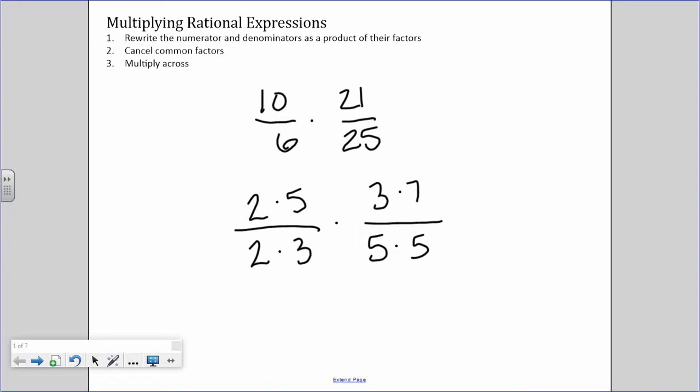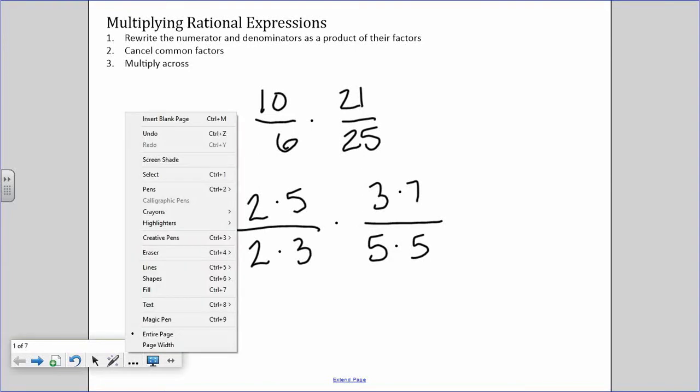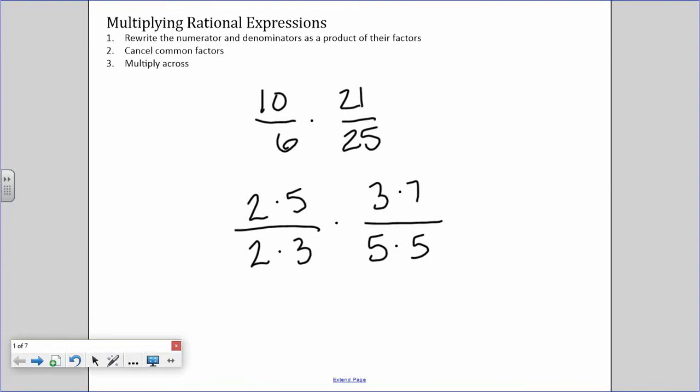Now my second step is to cancel out common factors. Remember, when you're canceling two expressions that are being multiplied, you can either cancel up and down. So in this case, my 2 and 2 would cancel out, because 2 divided by 2 is really just 1. And you can also cross cancel. So you'll see here that I have a 3 and a 3. So these can cancel out as well. So I'm going to cancel everything out that I can.